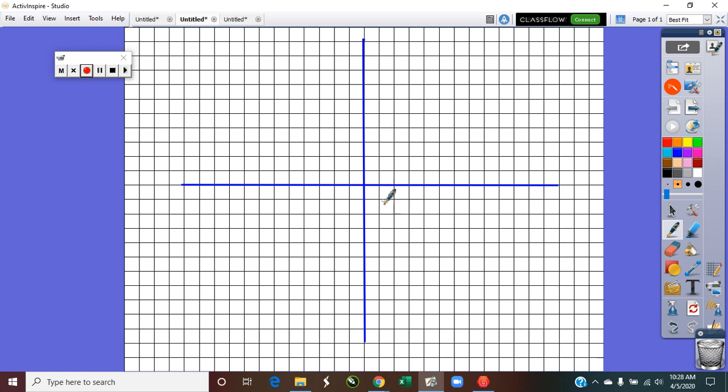Okay, let's say I got a triangle right here. We'll make it a right triangle. All right, let's say this is x, y, z. And we're going to rotate this 90 degrees counterclockwise.